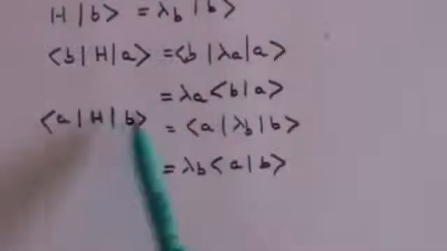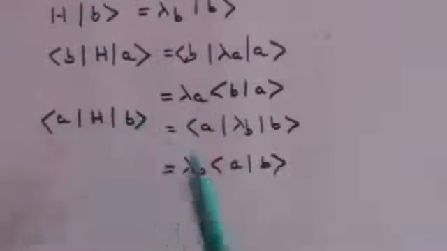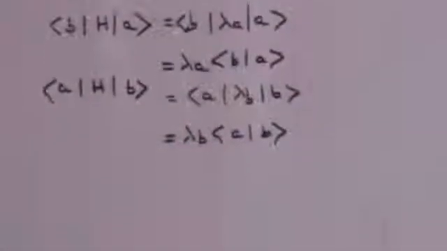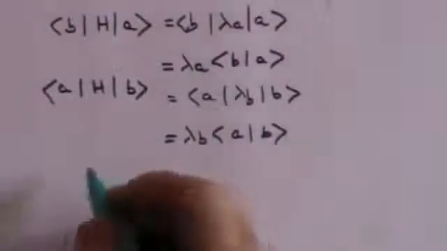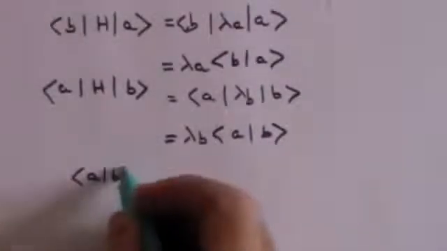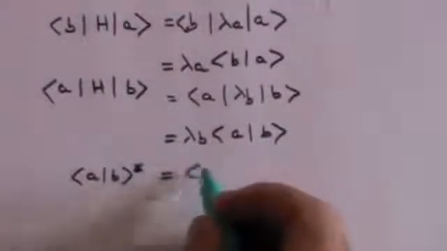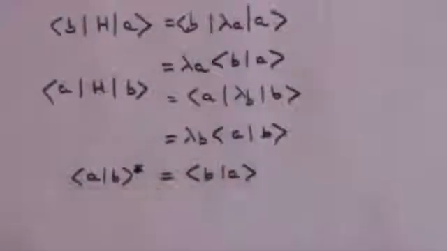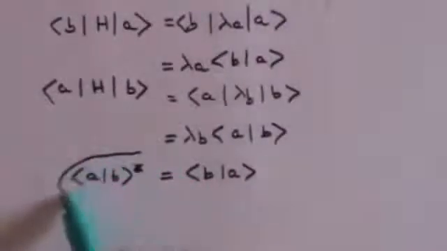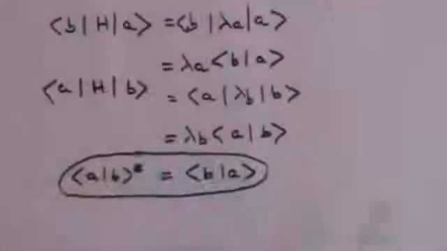Now I'm going to take this result here and I'm going to complex conjugate both sides. Now let's just remind you that if you take AB and you complex conjugate it, you get BA. We discovered that in the first video. So that's just to remind you of something that we've already learned.